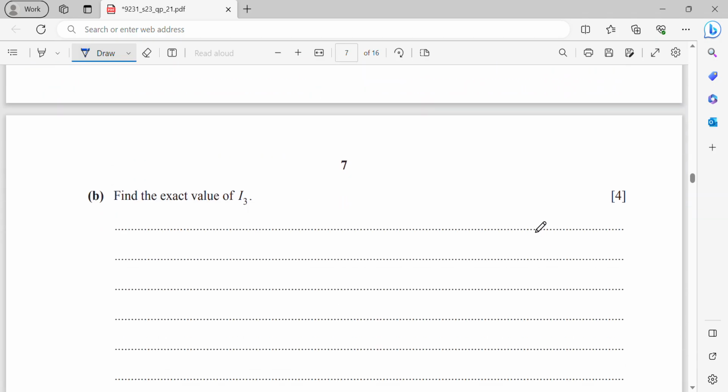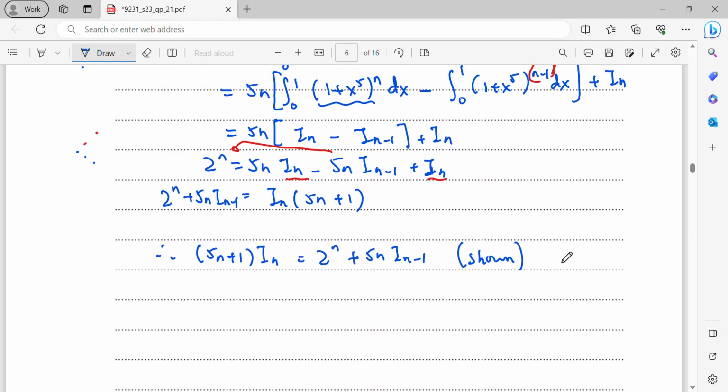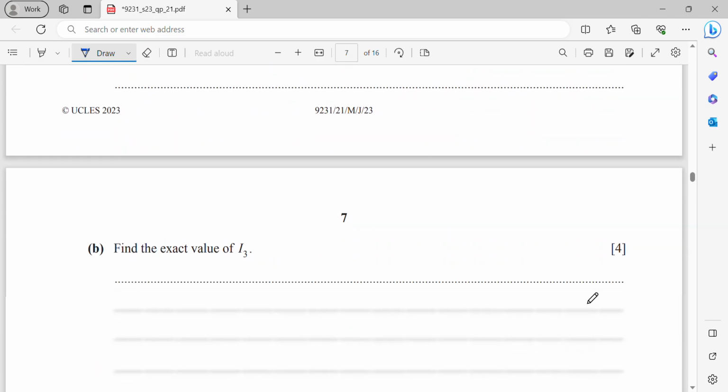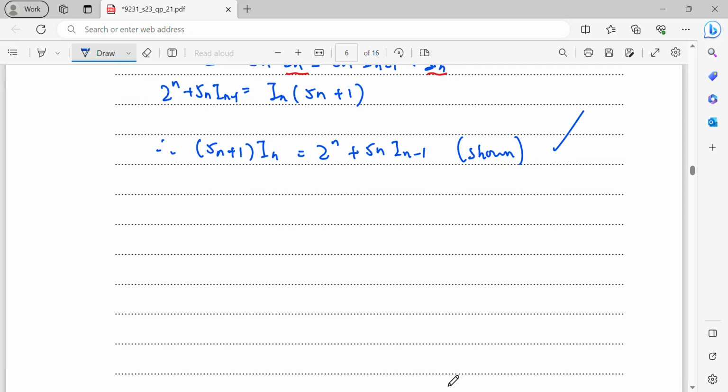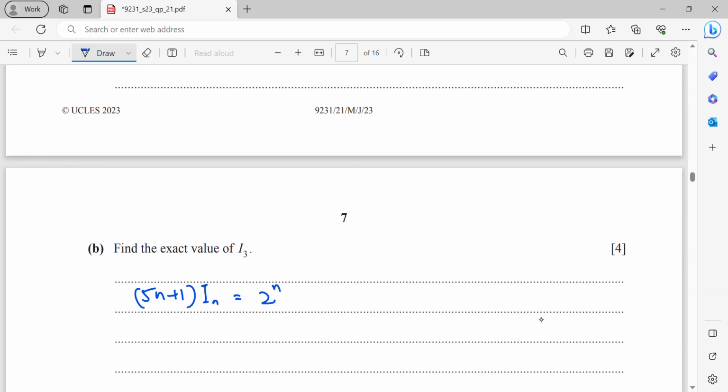Next, find the exact value of I_3. Okay, so for I_3, we need to use the formula that we have just proven. So I will rewrite this formula. Okay, (5n plus 1) I_n equals 2 to the power n, then plus 5n I_{n-1}. We need to get I_3. So I will let n equal to 3.